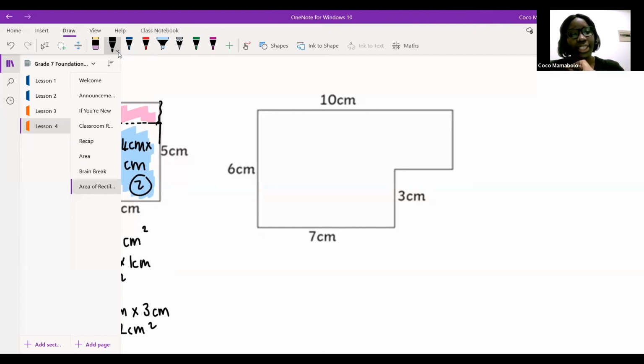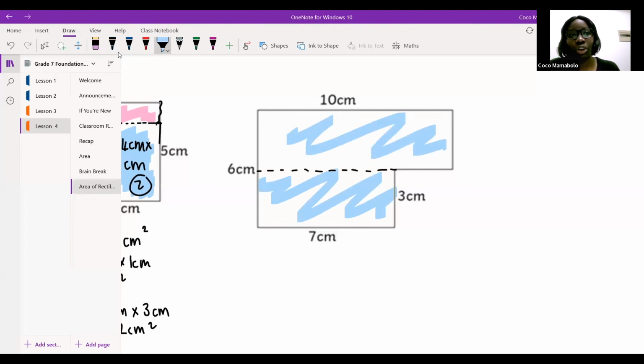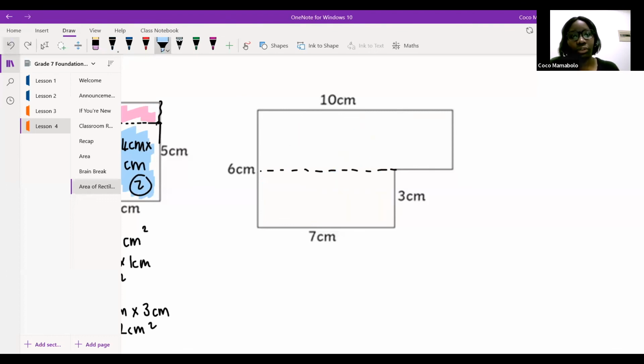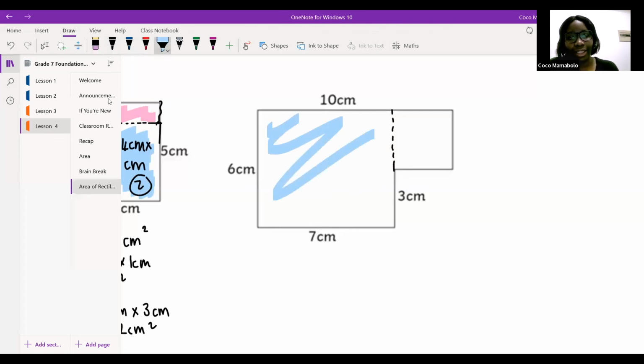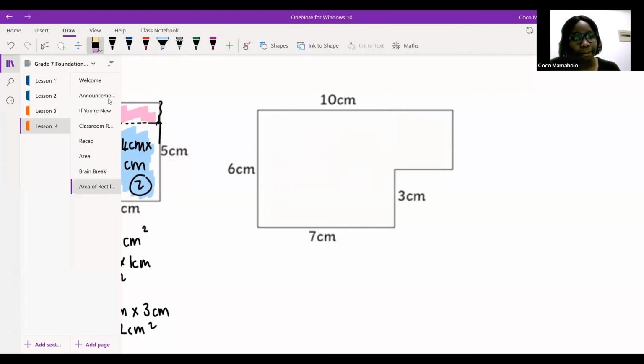And guys, remember, you can choose which way you want to split this rectilinear shape. You can split it like that if you want, and look at this section and that section, or you can split it like that, and then look at that section and that section. But you do need to find the missing sides first, guys.